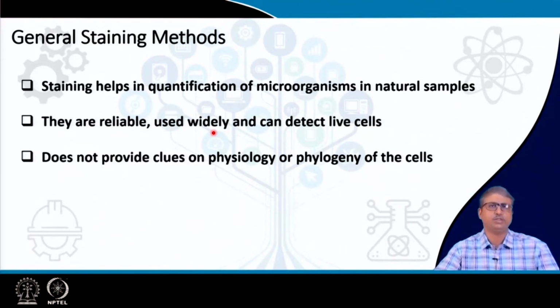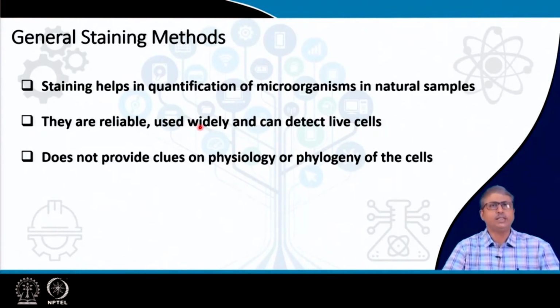Actually, there may be many cells which are dead. So, later techniques were developed to detect live cells, and as we detect live cells, a discrimination can be achieved, like how many cells are dead and how many cells are live. So, that was a big jump in quantitative microbiology and environmental microbiology particularly.